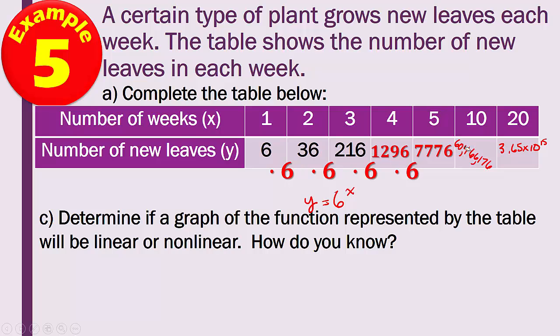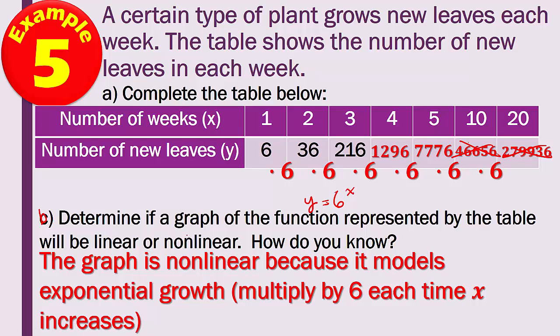I wanted to show you what most people would do if they make a mistake on this part, and that's this right here: just keep multiplying by 6 without paying any attention to what's going on here. So put those numbers that I said first. And then this should actually be B, not C. Determine if the graph of the function represented by the table will be linear or nonlinear. Well, that should be easy. The graph is nonlinear because it models exponential growth, where you're multiplying by 6 each time x increases.